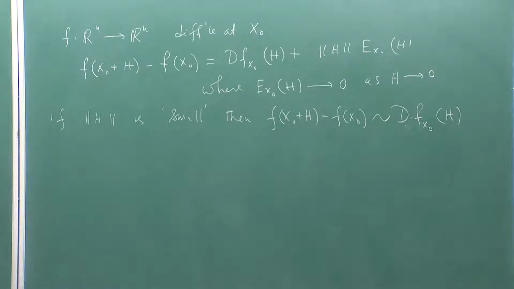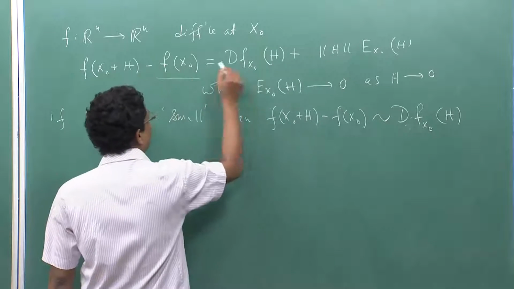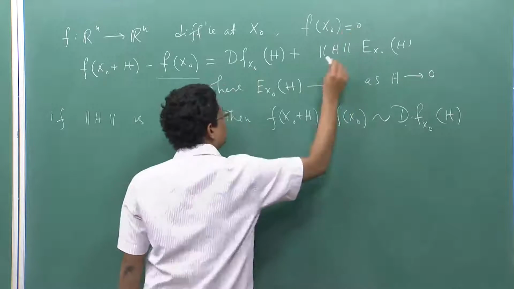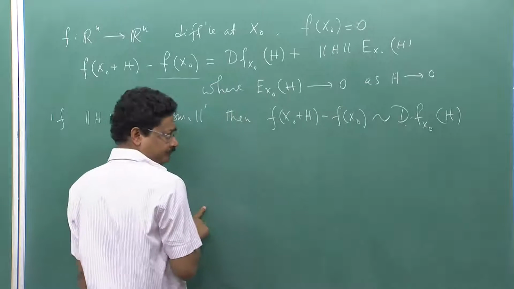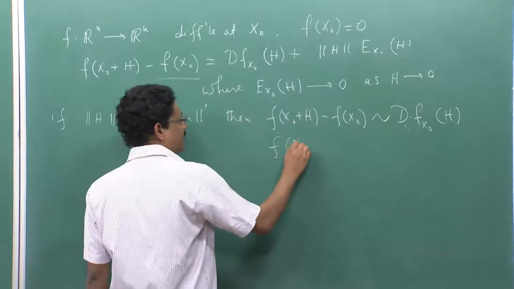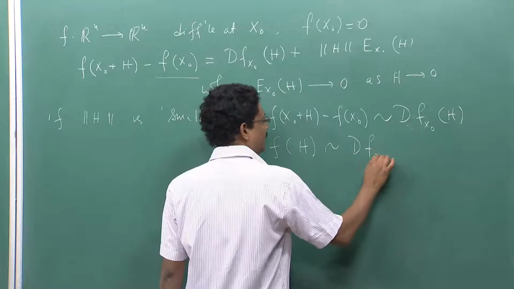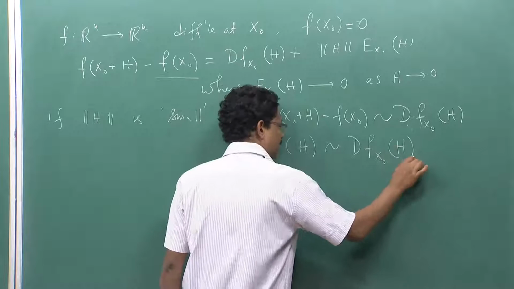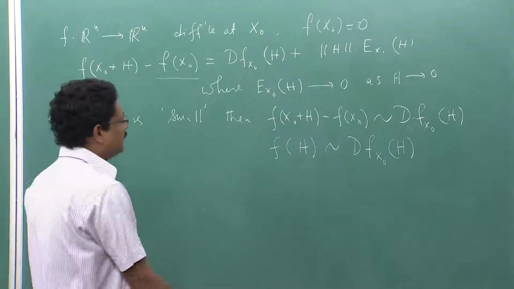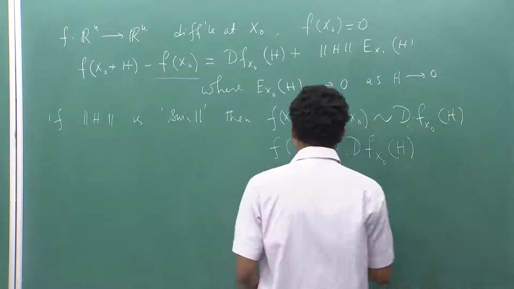Suppose, without loss of generality, I start with f differentiable at x naught and f of x naught equal to 0. I start with such an x naught, then f of h, for any small h, is approximated by its derivative, because f of x naught is 0. Also f of x naught plus h.